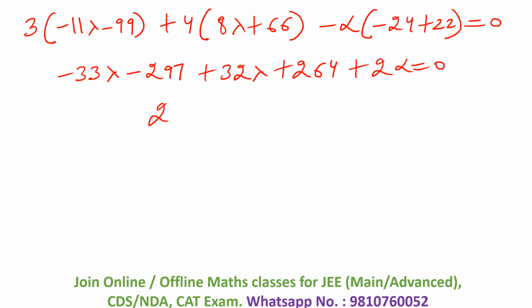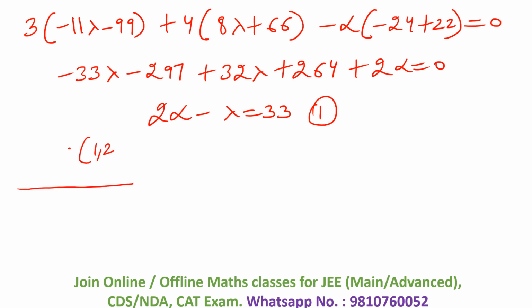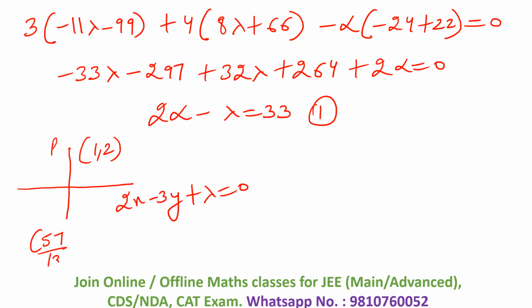And finally, we get the equation as 2 alpha minus lambda equal to 33. So this is our equation number 1, right? Now students, we have been given that the coordinates of the image of the point (1, 2), I am calling this point P, in the line 2x minus 3y plus lambda equal to 0 is (57/13, minus 40/13). Let me call this point Q.